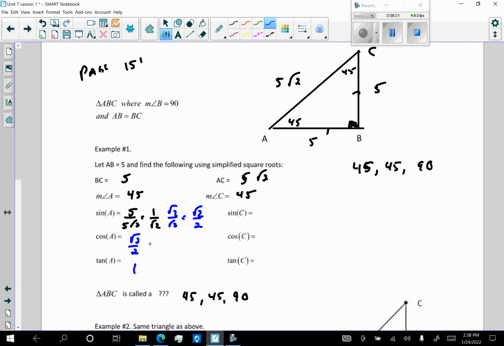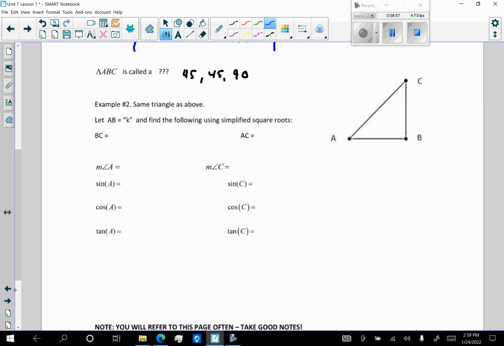The sine of C is going to be the same. Well, the sine of C is also opposite over hypotenuse, 5 over 5 square root of 2. We already know that simplifies to square root of 2 over 2. The cosine of C is going to be the same thing. And the tangent of C is also going to be 1. So those are very, very interesting trigonometric ratios. And if I jump down here to the same triangle as before, but AB is equal to K, same triangle.